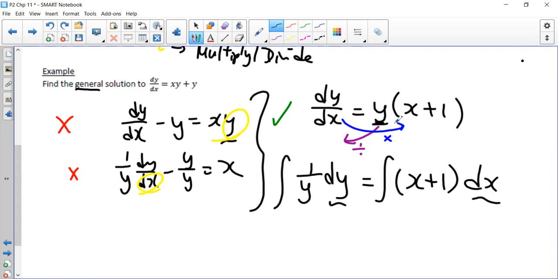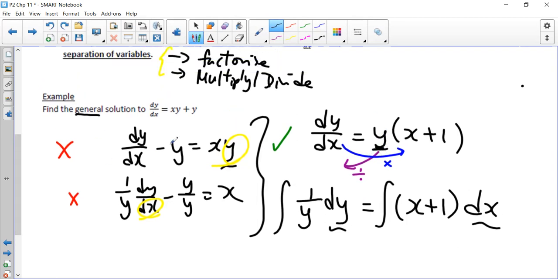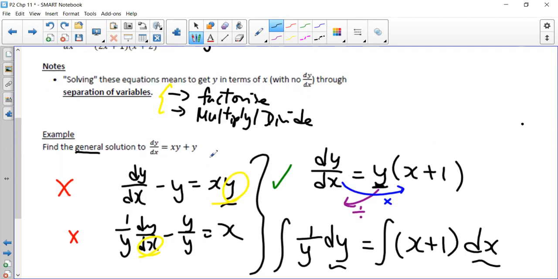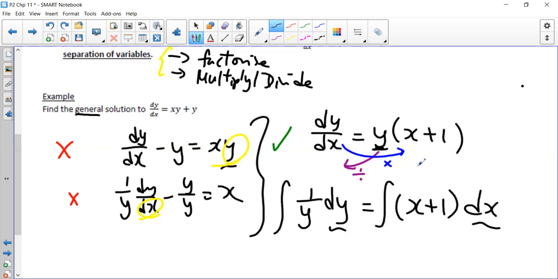We want the y on the left-hand side, so we divide. We're not going to add or subtract, because when I add or subtract, you can't really separate x and y properly. In the first one, if I bring the y to the left-hand side, there's y on the right-hand side. If I divide y across everything, you will see I've still got dx in here, which has to be on the right-hand side. So that won't work, plus and minus. Therefore, multiply and divide is the way.